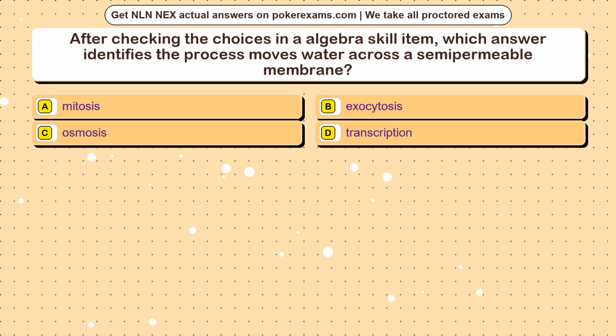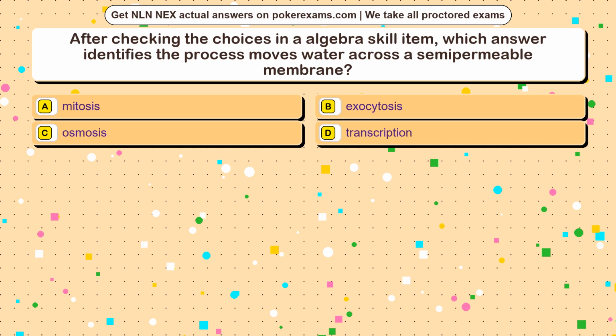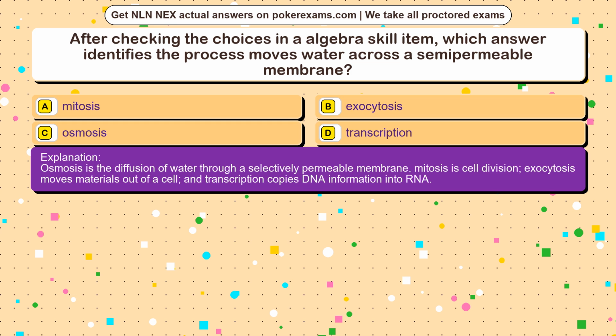Question 3. After checking the choices in an algebra skill item, which answer identifies the process that moves water across a semi-permeable membrane? Option A, mitosis. Option B, exocytosis. Option C, osmosis. Option D, transcription. The correct answer is option. Osmosis is the diffusion of water through a selectively permeable membrane. Mitosis is cell division, exocytosis moves materials out of a cell, and transcription copies DNA information into RNA.